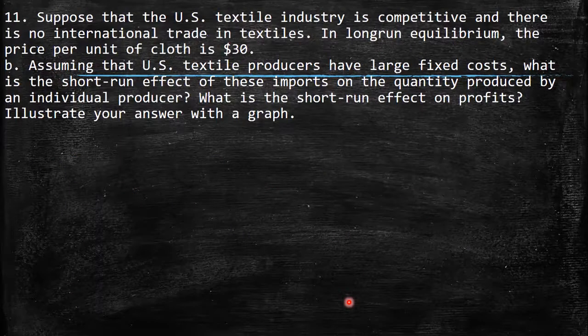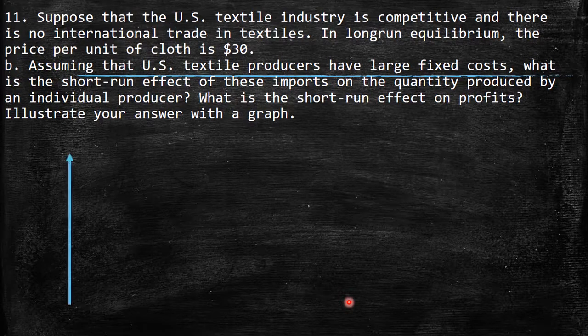Then, assuming that US textile producers have large fixed costs, what is the short run effect of these imports on the quantity produced by an individual US producer? What is the short run effect on profits? Illustrate your answer with a graph.